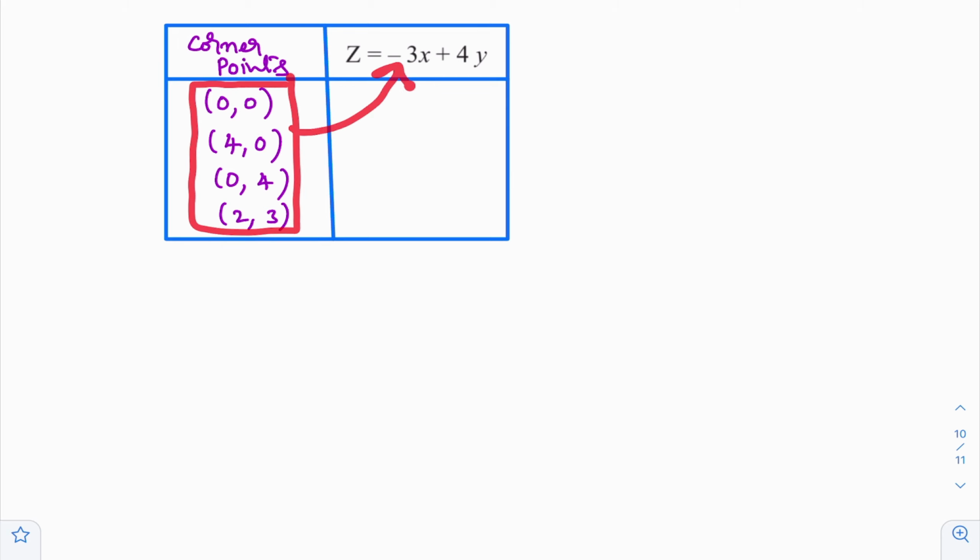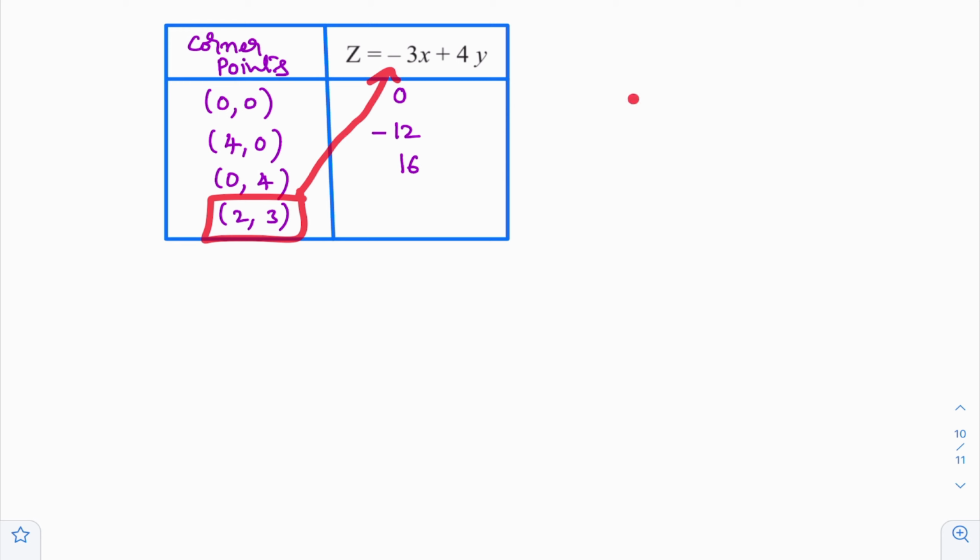Now all these 4 corner points I'll substitute in the objective function. 0 comma 0 in this, then what you will get? You will get 0. Now you put 4 comma 0 in this, then what you will get? You will get minus 12, right? This is minus 12. You put 0 comma 4 in this, then you will get 16. Okay. Now you put 2 comma 3 in this, then what you will get? Minus 3 into 2 plus 4 into 3. That is minus 6 plus 12, that is 6 only.